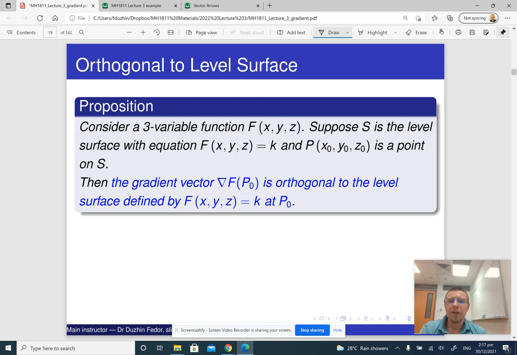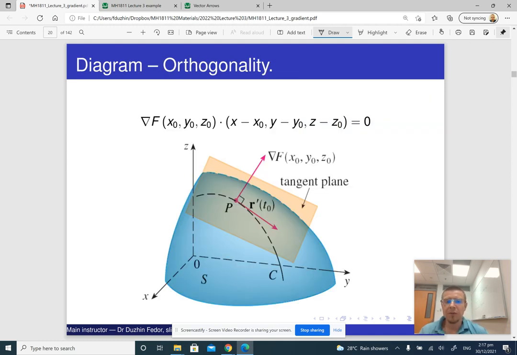If you have a three variable function and consider its level surface, given by the equation f of x, y, z equals some constant k, then look at a point on this level surface. If you plot the gradient vector at this point, it is going to be orthogonal to the level surface. And this is what it looks like.